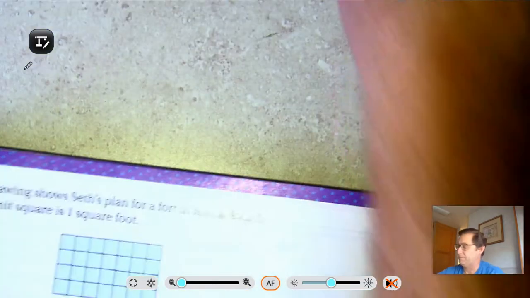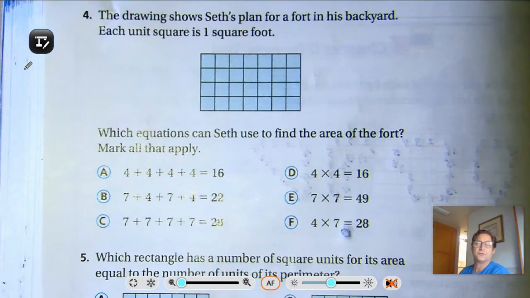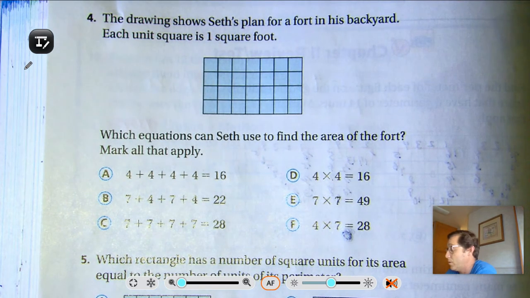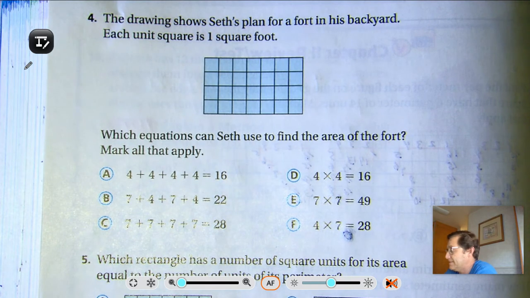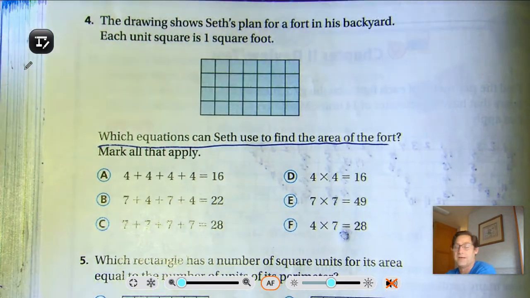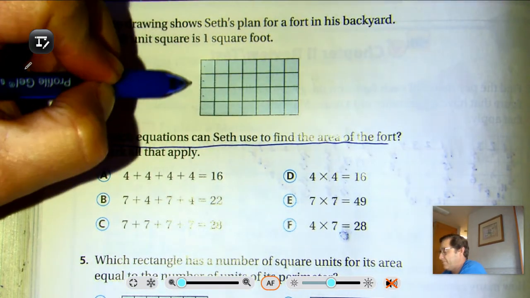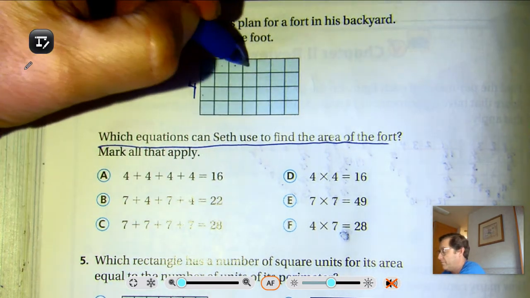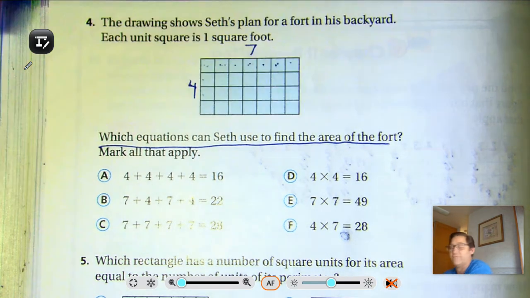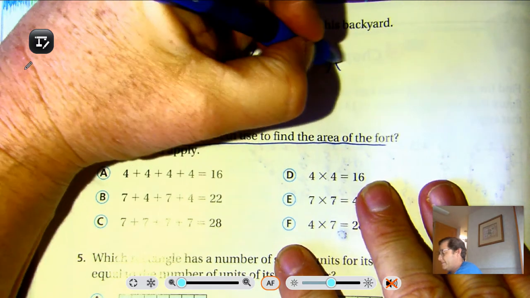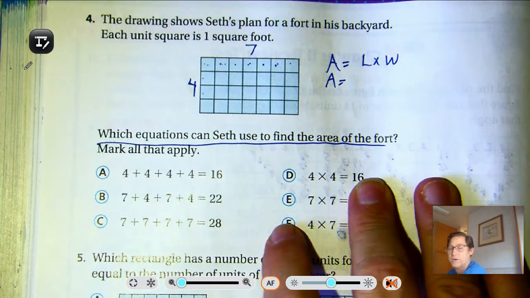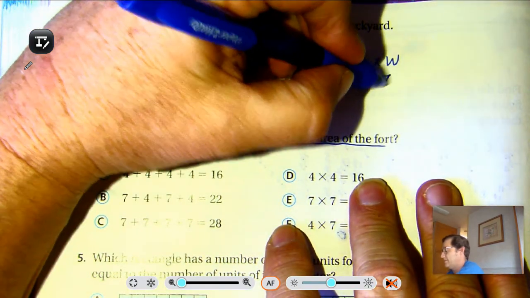Okay, page 496, number 4. The drawing shows Seth's plan for a fort in his backyard. Each unit square is 1 square foot. Which equations can Seth use to find the area of the fort? Mark all that apply. Well, let's see. It's 4 by 7. So the area of this rectangle is area equals the length times the width, and we'll say 4 times 7.